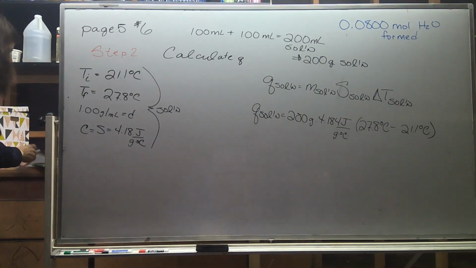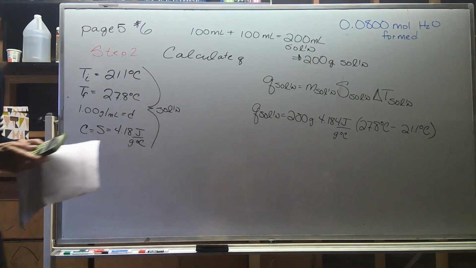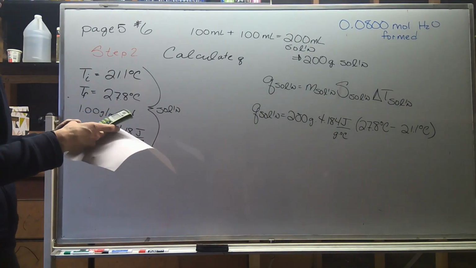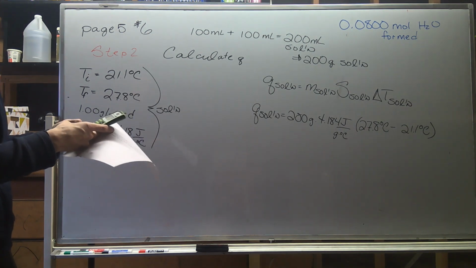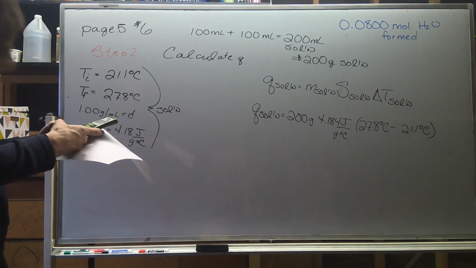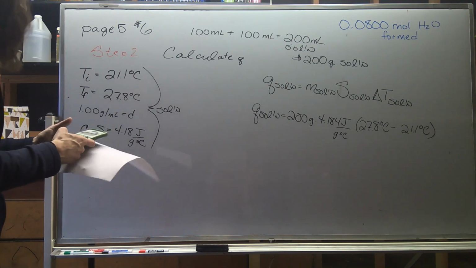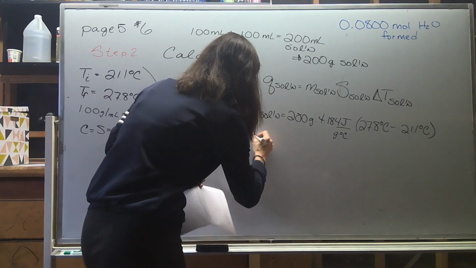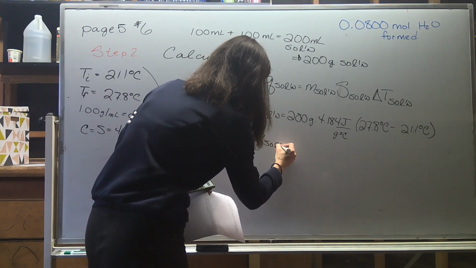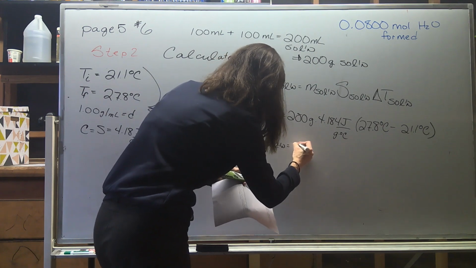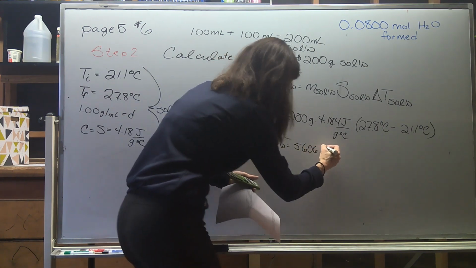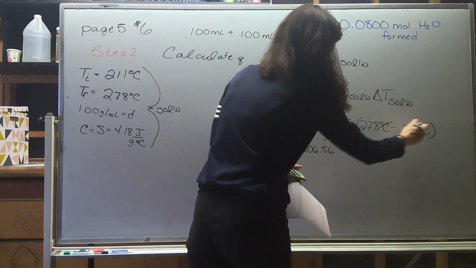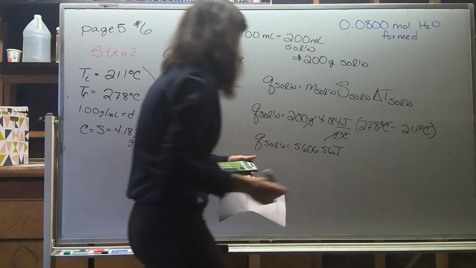All right, let me solve this. So 200 times 4.184 times 27.8 minus 21.1. Grams cancel grams, degrees Celsius goes away, and I'm just left with joules.